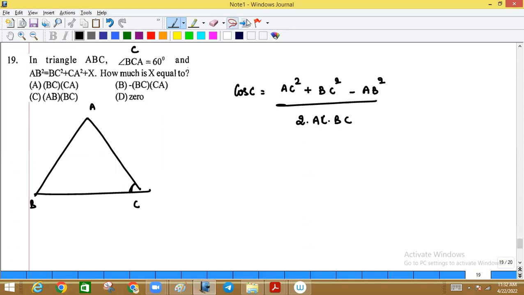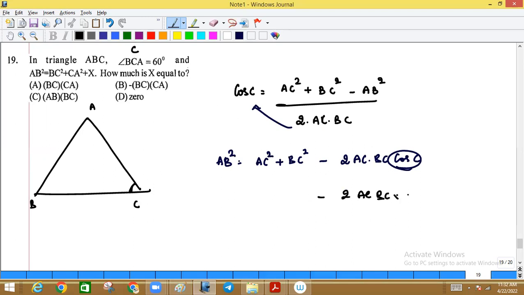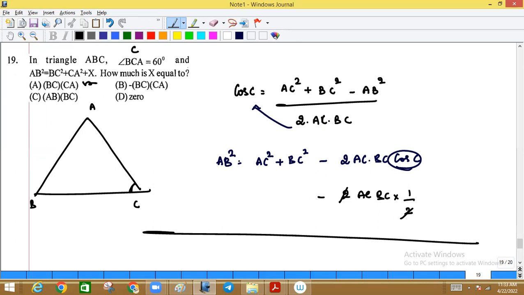You can also write the same formula. If you send it here and send BC here, AB here, AB square you can write it as AC square plus BC square minus 2 AC into BC cos 60 is 1 by 2. 2 cancel. So what is our answer? What is the value of x? X is minus AC into BC. Understood? Copy. Okay, once again.